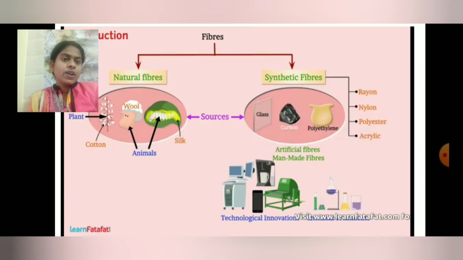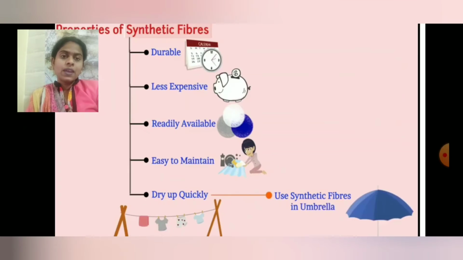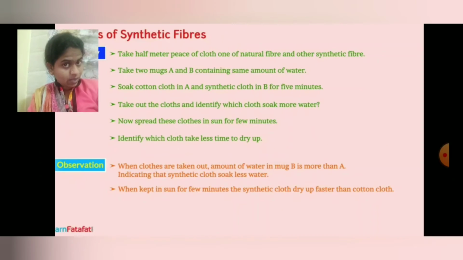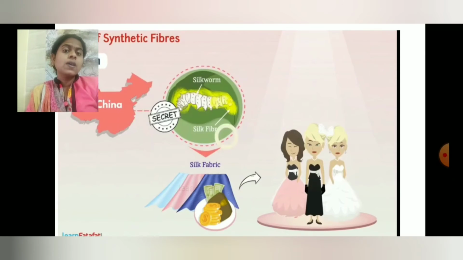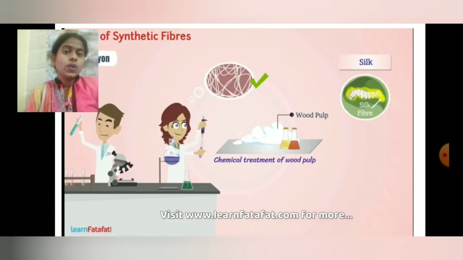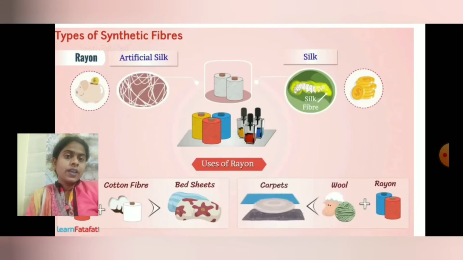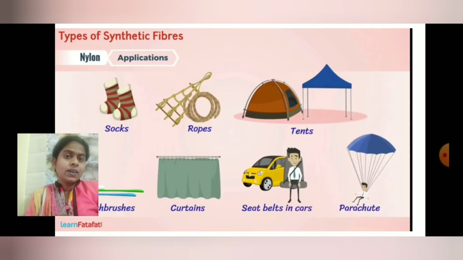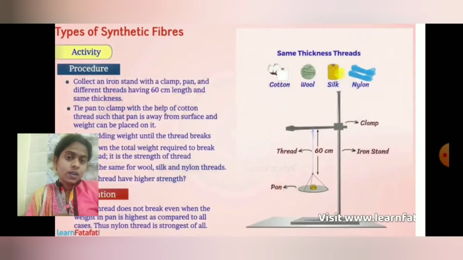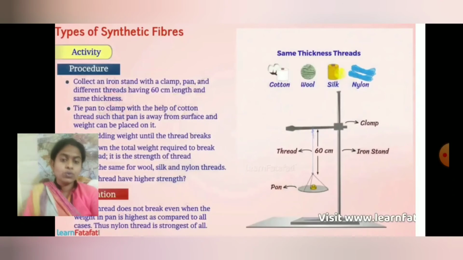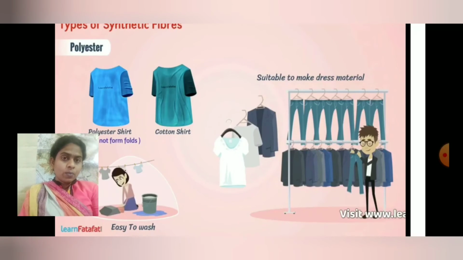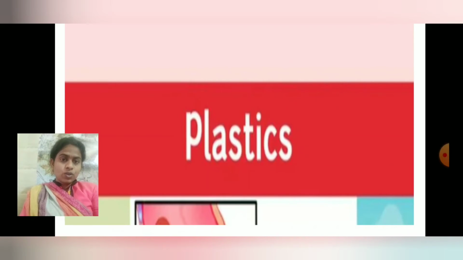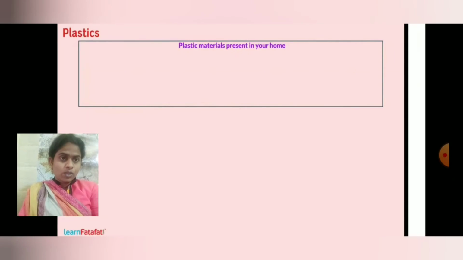We have discussed the types of fibers, then what synthetic fibers are, properties of synthetic fibers, experiments or activities to check the importance of synthetic fibers, types of synthetic fibers: rayon, nylon, then acrylic, and the activity to check the thickness of nylon. Then polyester, acrylic. And we also started our discussion with plastics, how plastics are made.